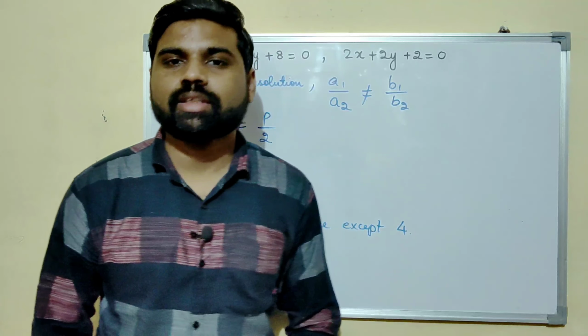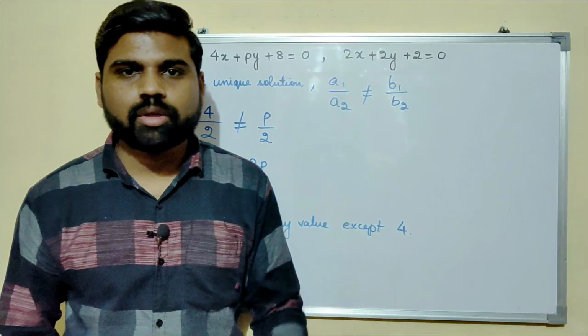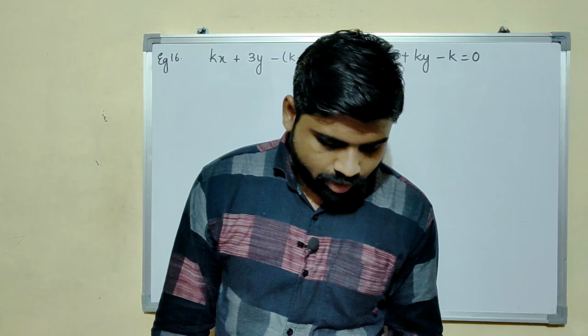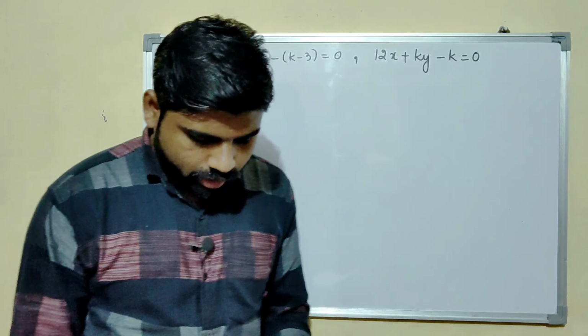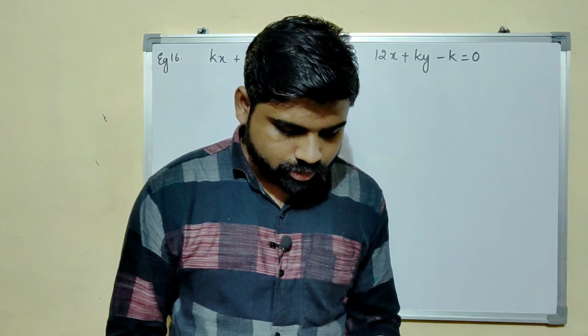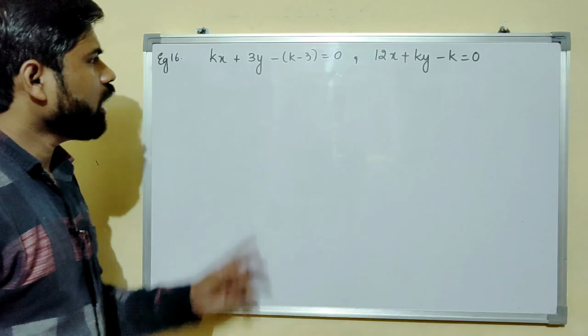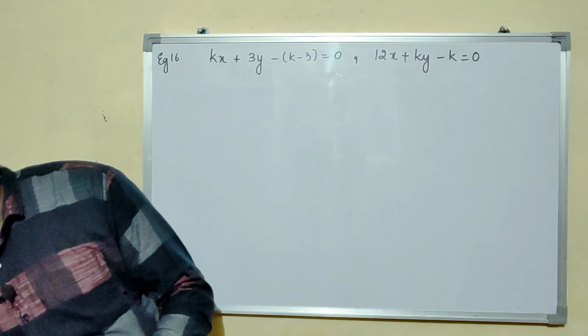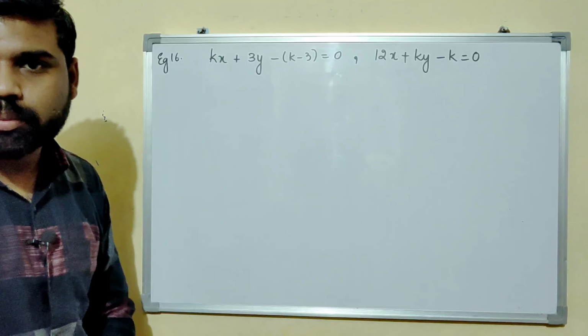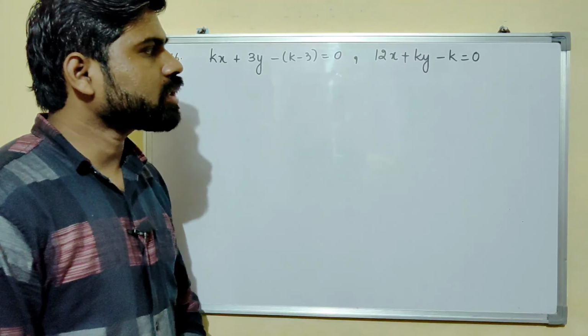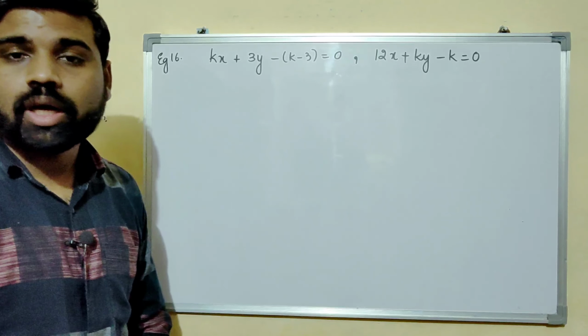Now let us see example number 16, which is a kind of similar question. Example 16 says, for what values of k will the following pair of linear equations have infinitely many solutions? Now the equations are kx plus 3y minus k minus 3 equals 0 and 12x plus ky minus k equals 0.